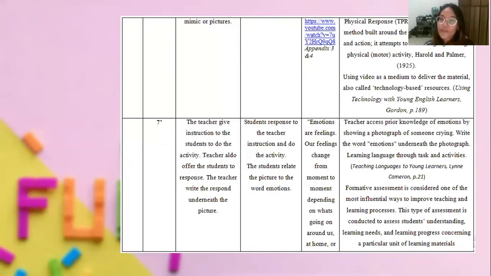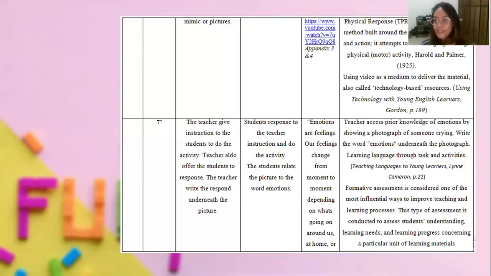And the materials about the emotion are feelings. Our feelings change from moment to moment depending on what's going on around us, at home and something like that. And in this stage, the teacher tries to explain more about how and when they will express their feelings. And the description, the teacher accesses prior knowledge of emotion by showing a photograph of someone crying. Write the word emotion underneath the photograph. Learning language through text and activities.